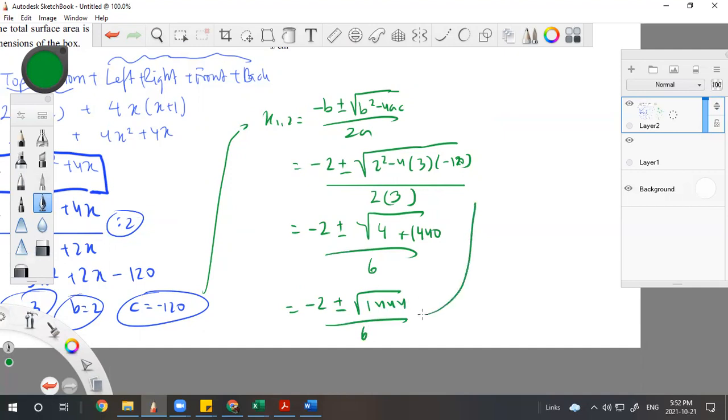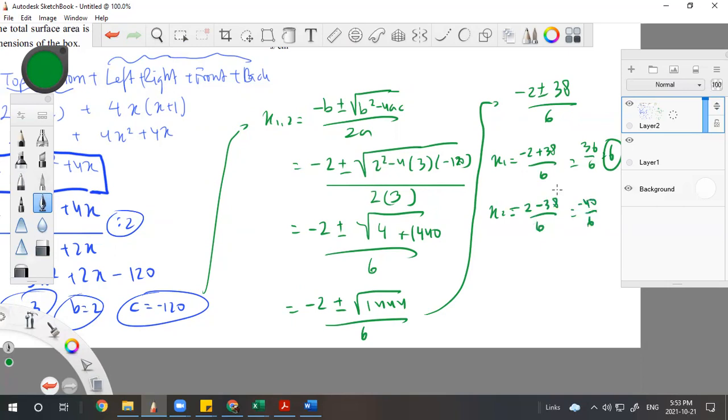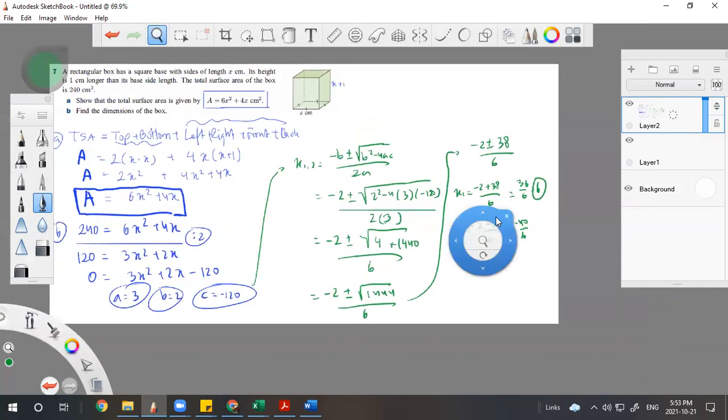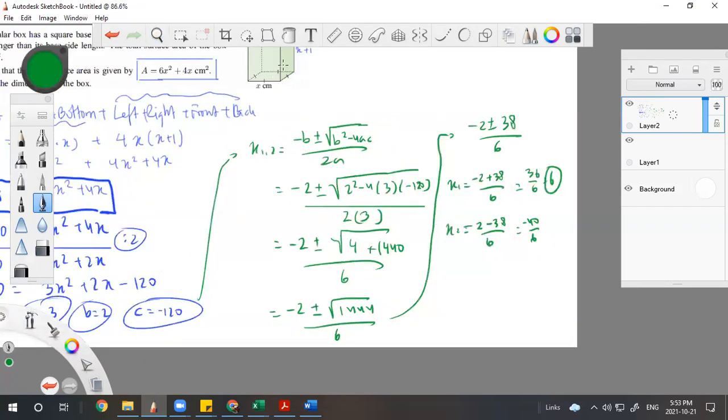Again, this is a good number. 38, I did it with my calculator. So first, you need to get the positive one: negative 2 plus 38 over 6. So it's 36 over 6. It is 6. And x2, ignore. Why? Because negative 2 minus 38 is negative 40 over 6. For every kind of number, the negative will be unacceptable, because we deal with the positive value of x. x is the length. Length cannot be negative, right? Ignore. Pick this.